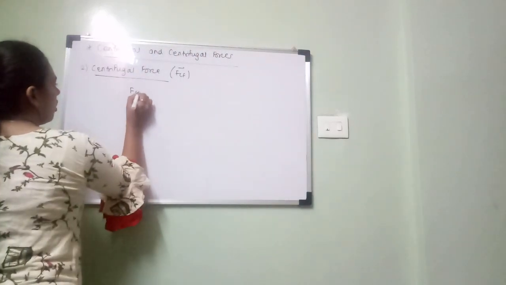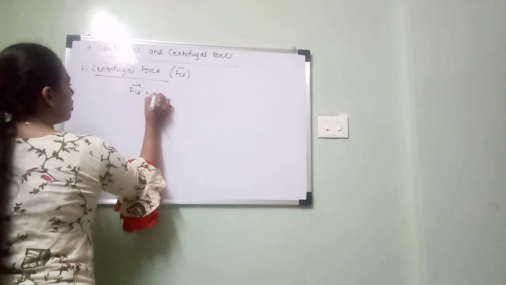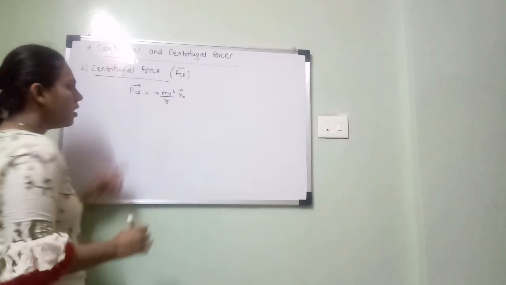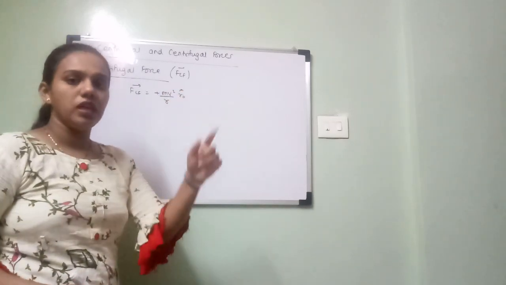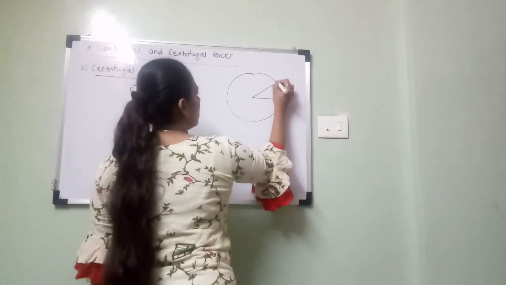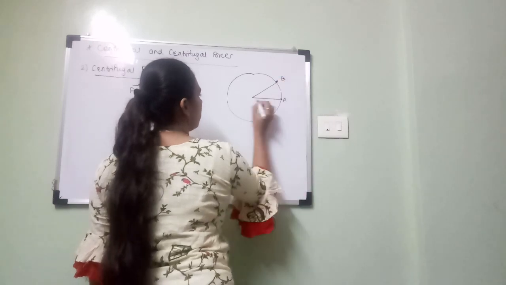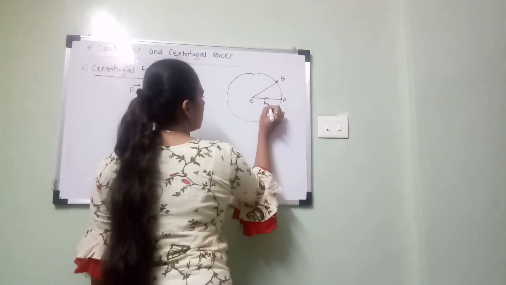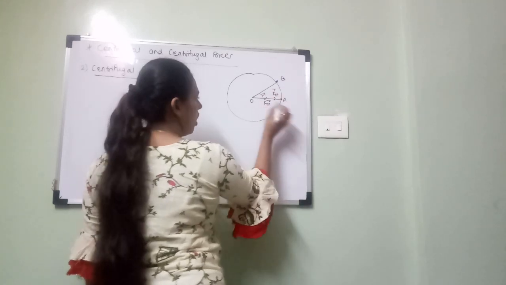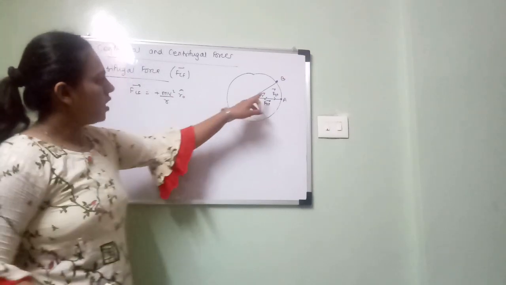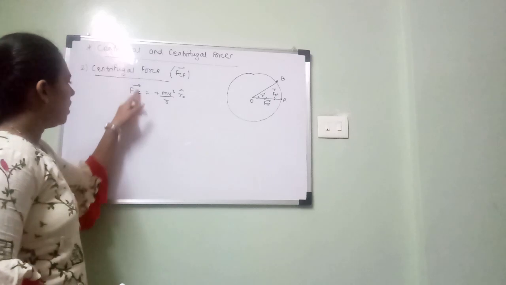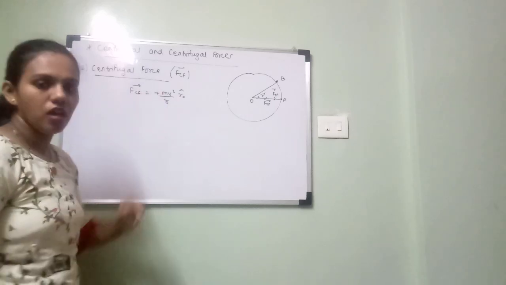The vector form of it, FCF bar, is equal to plus mv square upon r naught cap. For centripetal force it is minus. Why? Because see, this force is directed, again you can say this is A initial, B final, O is the center, this is FCP bar, and outward it is FCF bar, and R bar is also outward direction. So as radius vector and centrifugal force is having same direction, which is outward, you can say FCF bar is plus mv square upon r naught cap.